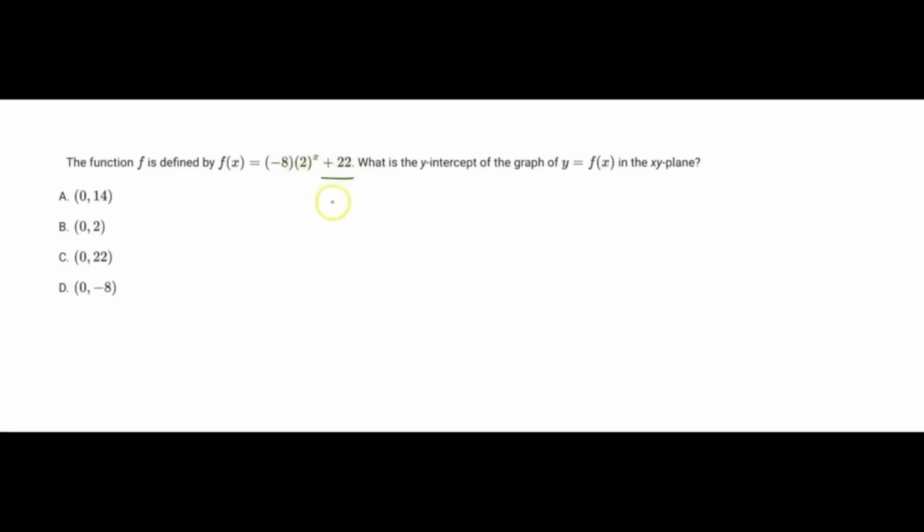But something you'll notice here is that the y-intercept is the value you get when x is 0, right? So if you look at this more closely, 2 to the power of 0 is really just 1, right? And so 1 is going to be multiplied by negative 8. So 1 times negative 8, and that gives us negative 8. So in reality, we have negative 8 plus 22. And negative 8 plus 22 is going to give us 14. All right. So 14 here is going to be our y output when x is 0. And therefore, our answer choice is going to be A.